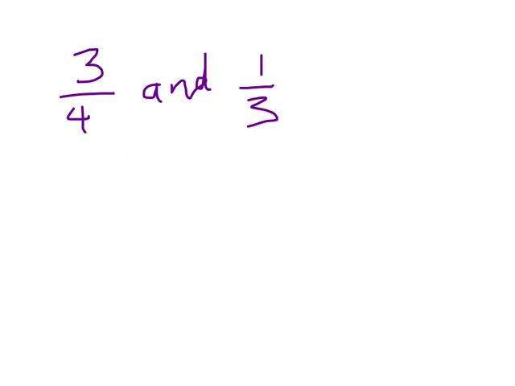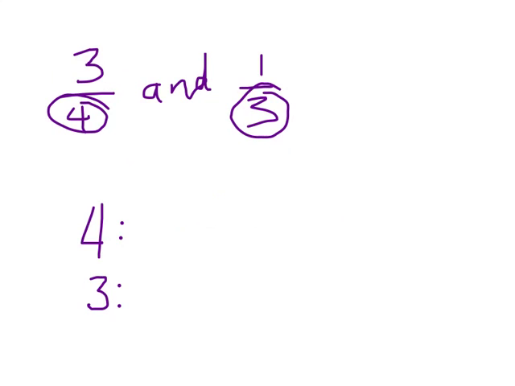When I find a least common denominator, what I'm saying is, of the denominators, if I were to list their multiples, what would be the smallest number that's a multiple of both? And so to find the least common denominator, that's exactly what I'm going to do. I'm going to list the multiples of each denominator until I find the smallest one on both lists.